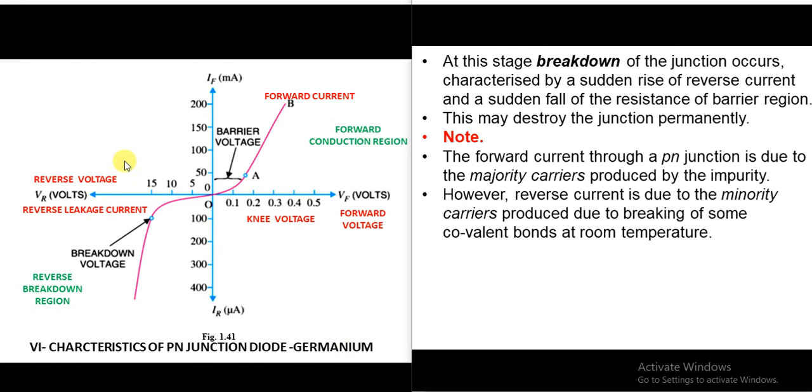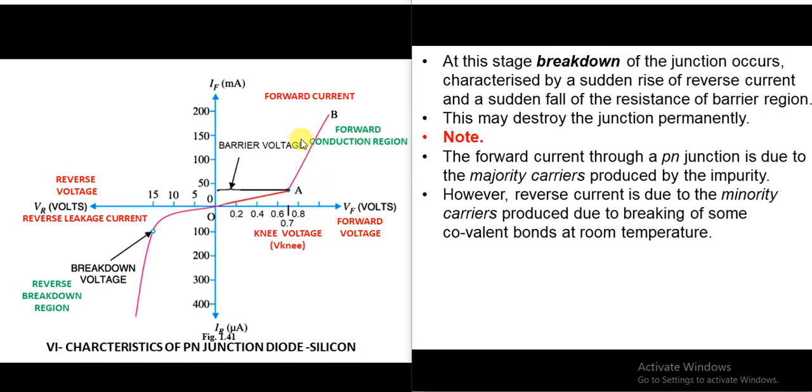Now this complete figure shows the complete VI characteristics of the PN junction diode. This is for germanium and this is for silicon. The point to be noted is that in the forward bias, this forward current is flowing because of the majority carriers, and in the reverse bias, this leakage current is flowing because of the minority carriers.